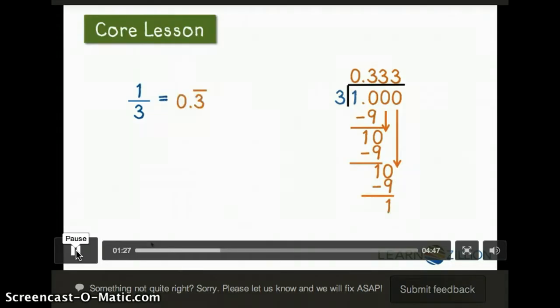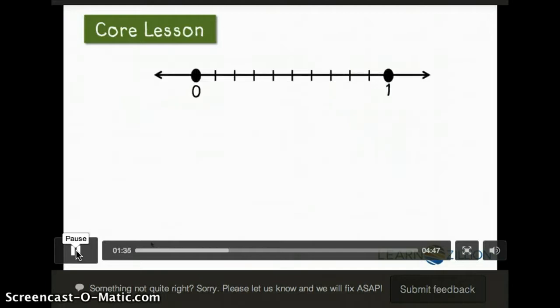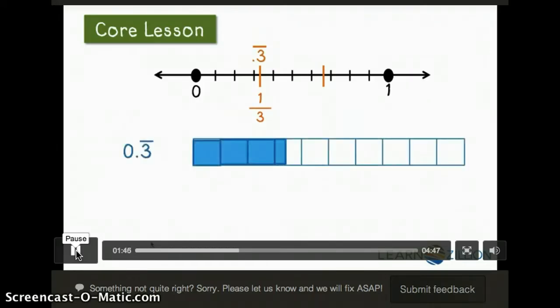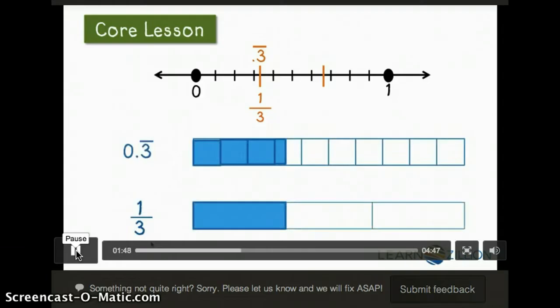So the way that we would show that is we would write it as 0.3 with a line over the 3. That means that 3 repeats forever. On a number line, if we were to break this number line into thirds, we would show 1/3 and 0.3 with a line over it in the same exact position. And they would occupy the same space on this bar graph.